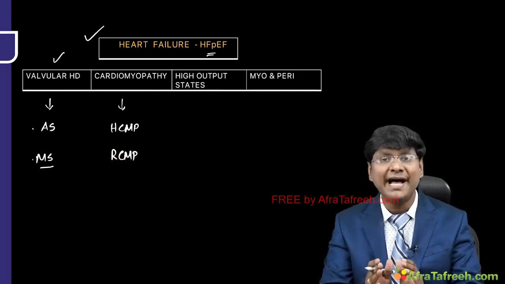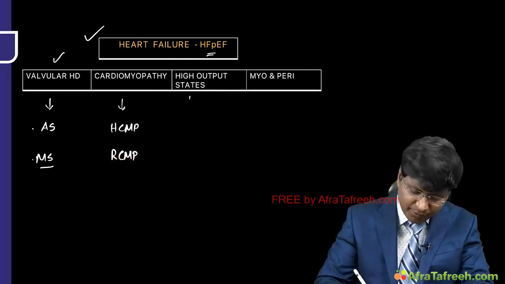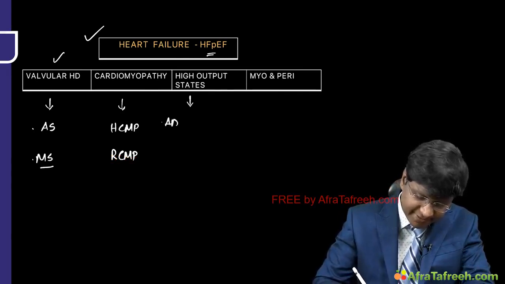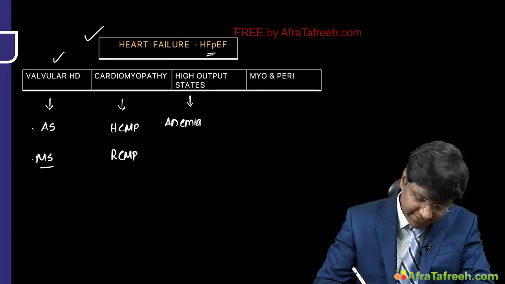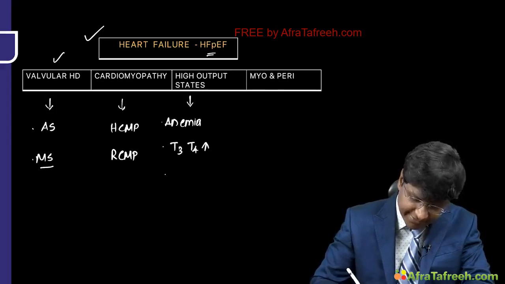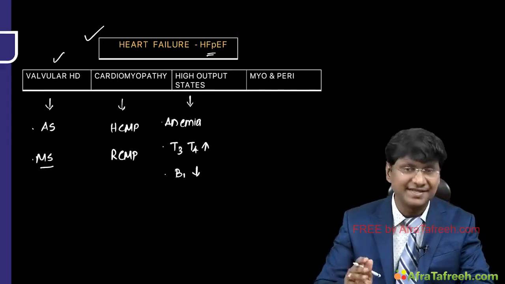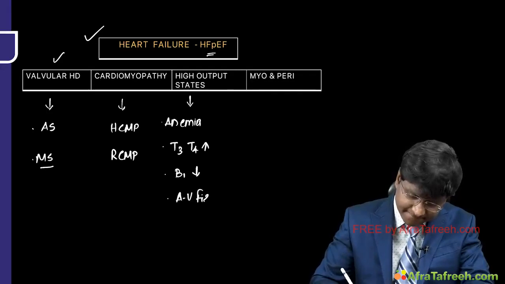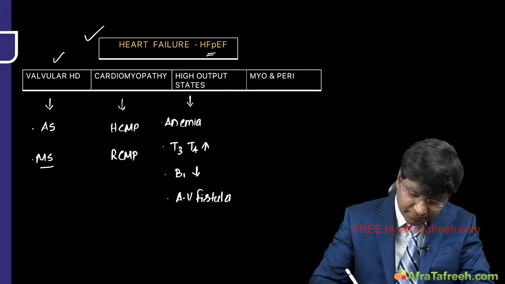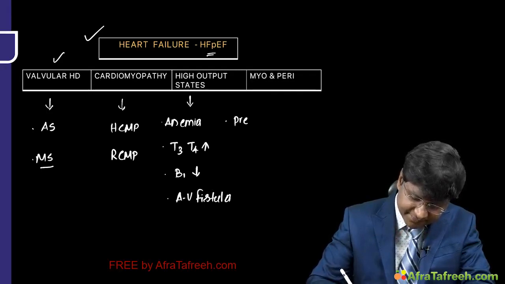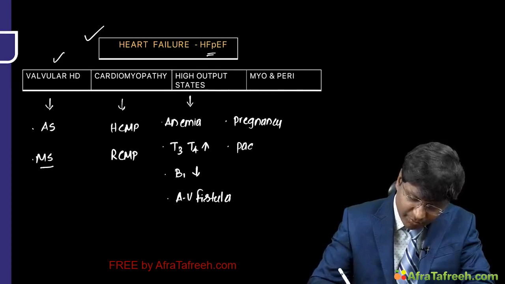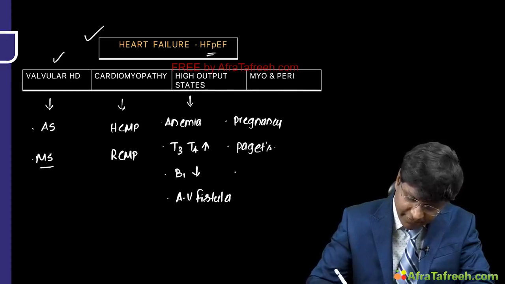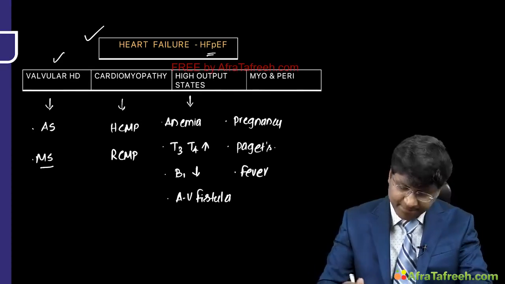Then what are the high output states? The high output states include number 1 anemia, then thyrotoxicosis, right, then B1 deficiency, that is beriberi, next AV fistula, next pregnancy, Paget's disease of bone, fever. So these are the high output states.